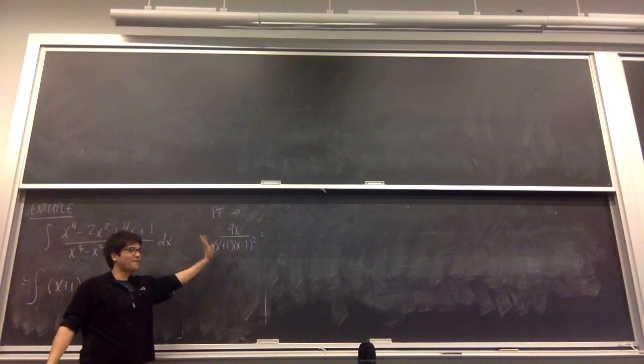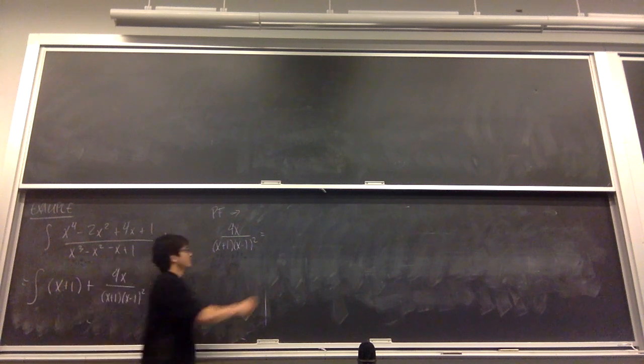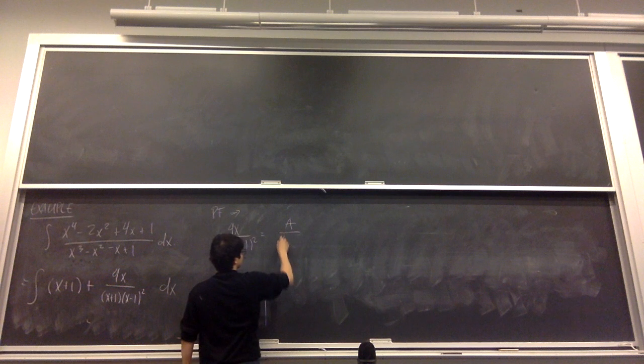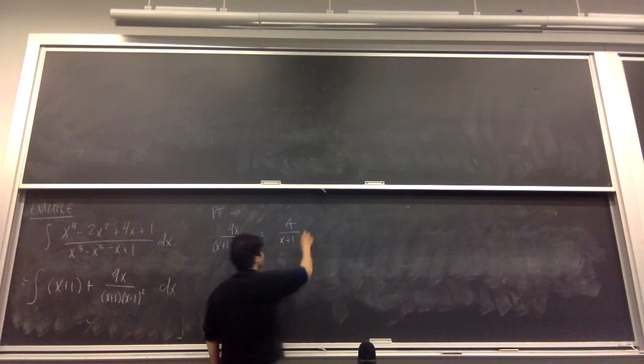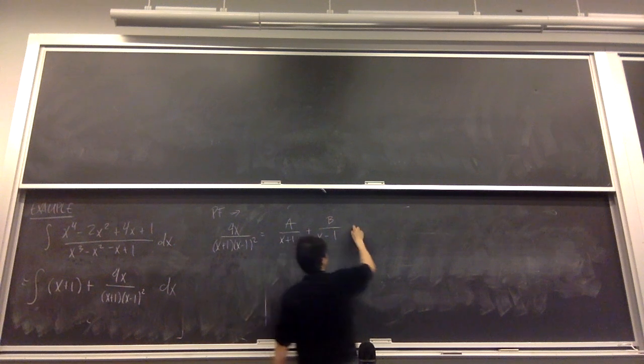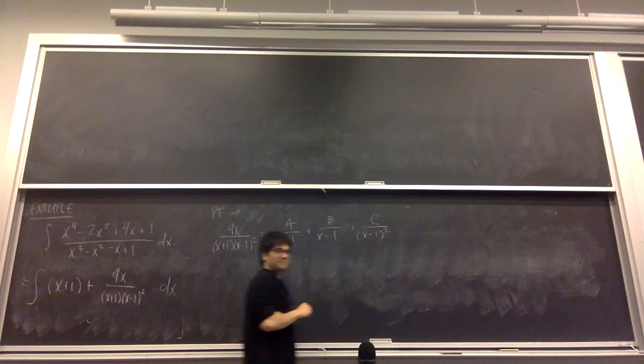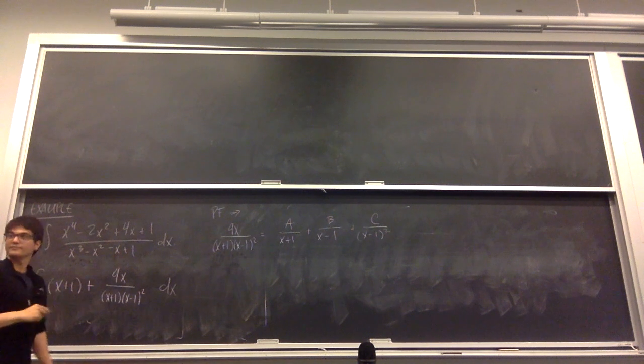This isn't even really different than the repeated case, because you can treat this as being repeated once. So would it just be a over x plus 1, plus b over x minus 1, plus c over x minus 1 squared? Perfect.